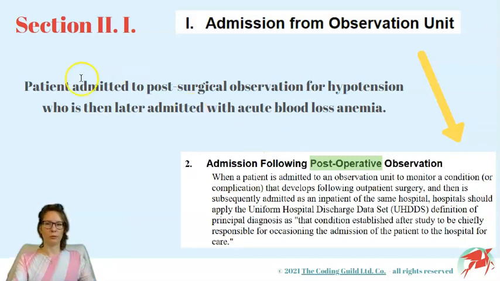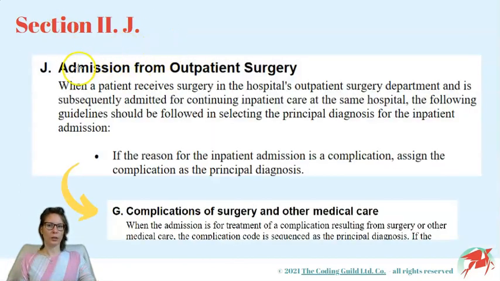An example for this guideline could be a patient admitted to post-surgical observation for hypotension who is then later admitted with acute blood loss anemia. As per the guidelines, we assign the acute blood loss anemia as the principal diagnosis because that condition is buying the hospital bed for this patient. Guideline J on admissions from outpatient surgeries will have one new instruction for us. The rest is confirmation of everything we have already seen before.